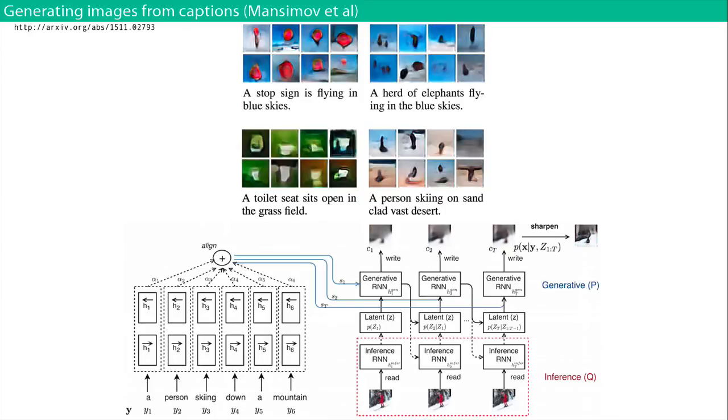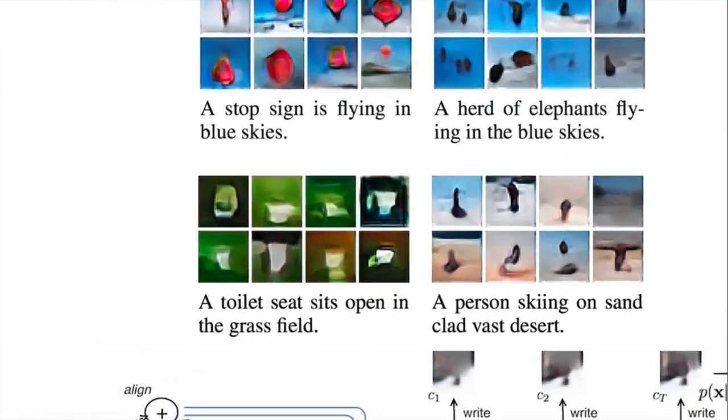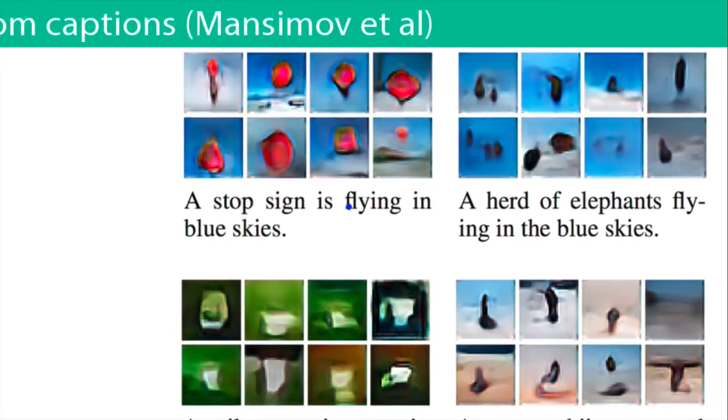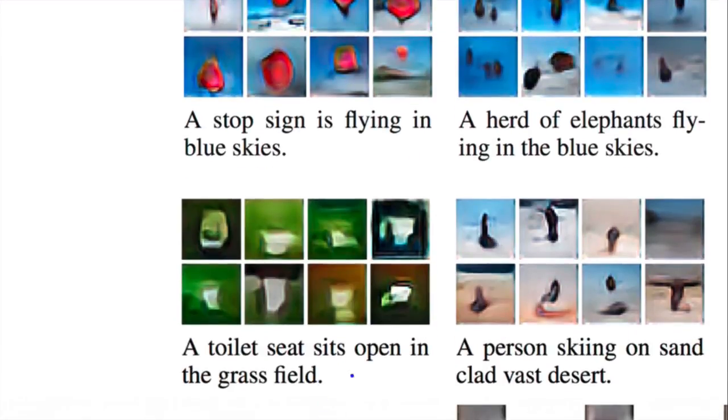This is generating images from captions. So we talked about image to caption. Well, this is caption to image, and I guess this is from a year ago now, so maybe it's been superseded. But here you can say, okay, I want a picture of a stop sign flying through blue skies, or a toilet seat sits open in a grass field.